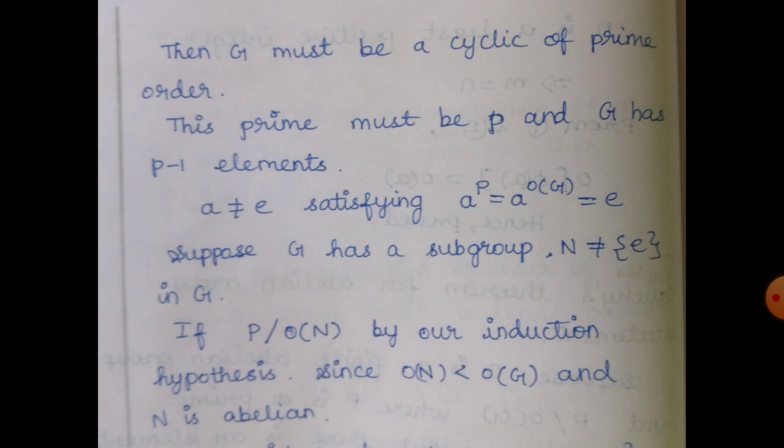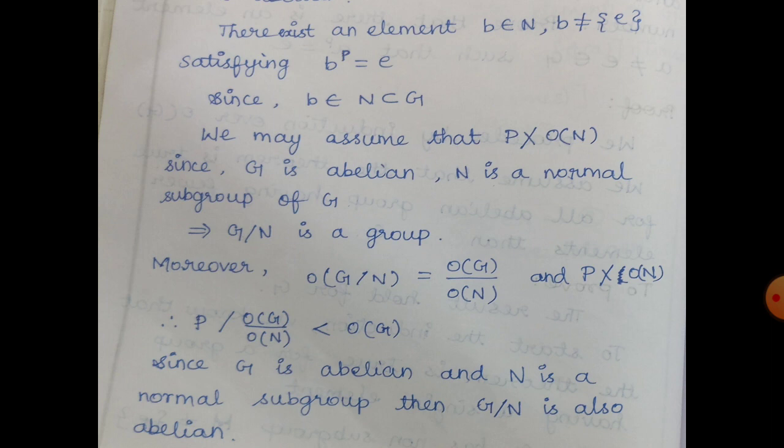Next, we take the case that G has a subgroup N which is not equal to E in G. What happens? Suppose G has a subgroup N that is also not equal to E in G. If P divides the order of N, then by our induction hypothesis, since the order of N is less than the order of G and N is abelian, there exists an element B belonging to N, with B not equal to E, satisfying B power P is equal to E.